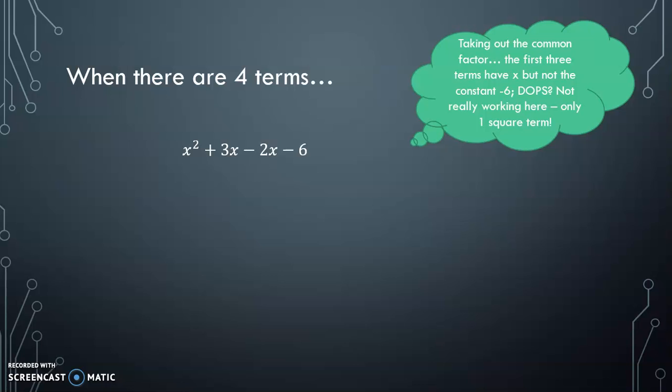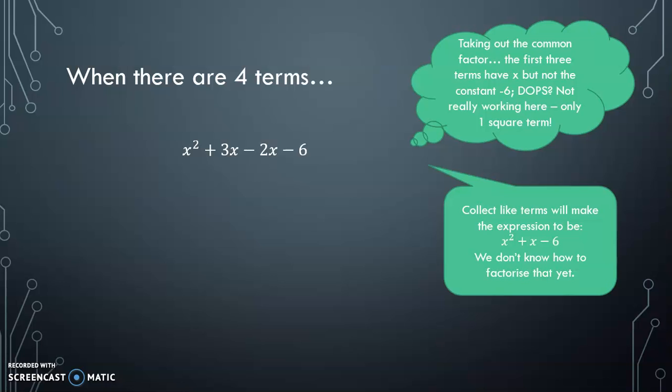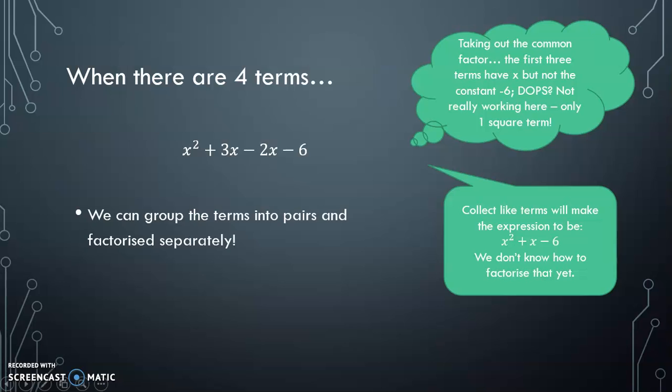squared terms. Some people would suggest to collect like terms first, so we merge plus 3x minus 2x, therefore the expression would be x squared plus x minus 6. However, we don't know how to factorize this kind of expression yet. Therefore, how about we just leave it as it is, and we can group them into pairs.